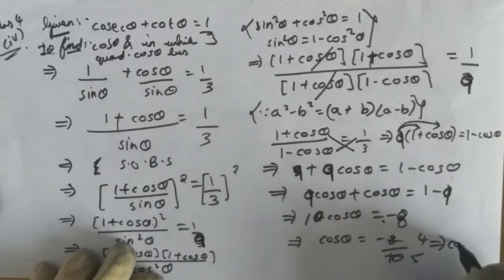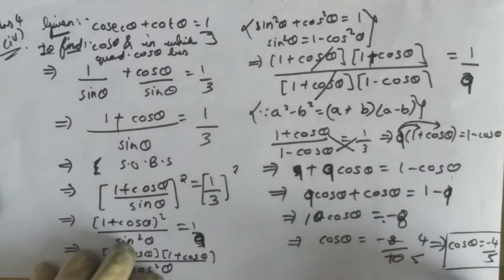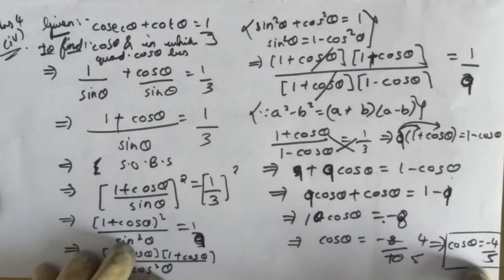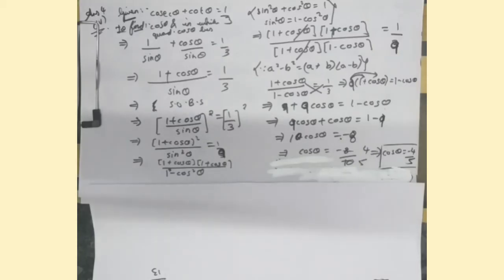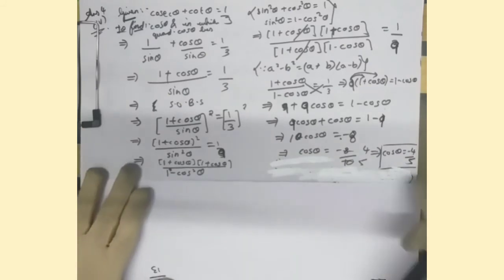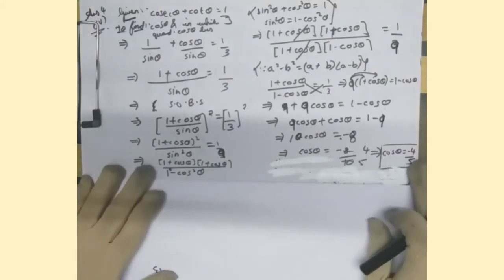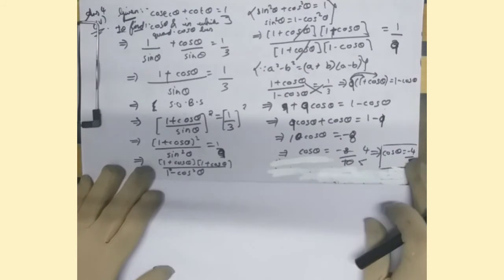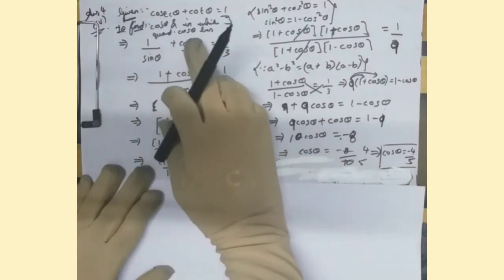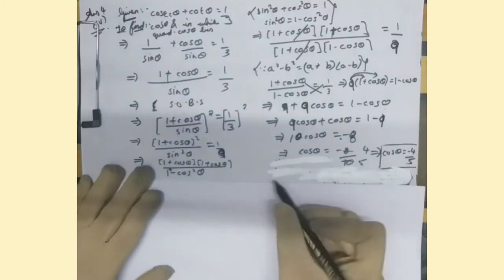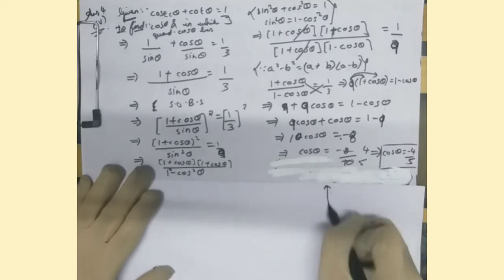So we are having the value of cos theta as minus 4 by 5. Since cos theta is negative, where will cos theta lie? Remember this. We have cos theta is minus 4 by 5, right? In order to know which quadrant cos theta will lie, let's see quadrant-wise. See, this is my quadrant, for example.